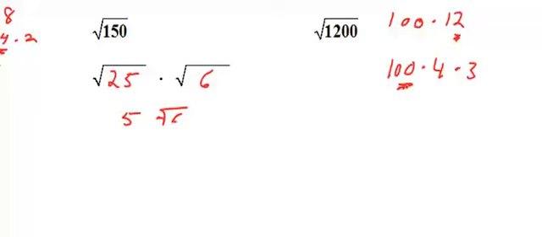Okay, this is a perfect square. This is a perfect square. If we multiply all this, we do get 1,200. Does 3 have any perfect square factors? No. So the product of these 2 perfect squares is going to be the largest perfect square that divides evenly into 1,200. And that's 400.